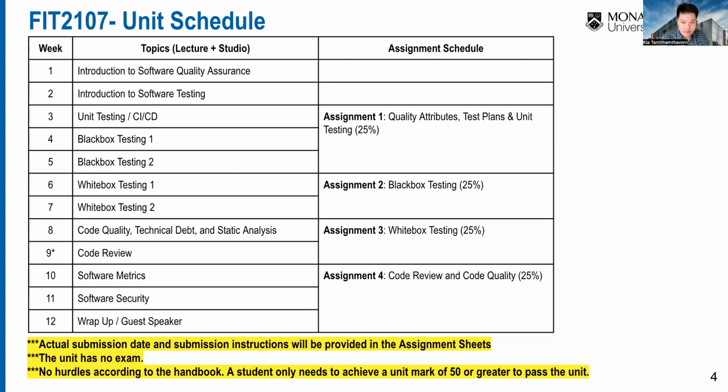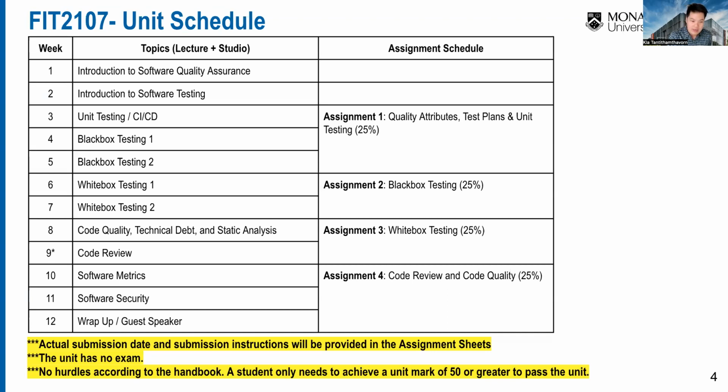And then we will release assignment 2 during week 6. We will release assignment 3 at week 8 and assignment 4 at week 10. If you look at the unit structure, you will see that each assignment follows the content of the lecture and the studio. So please try to attend the lectures and studios so you know how to work on the assignment effectively. The actual submission date and instructions will be provided in the assignment sheet.